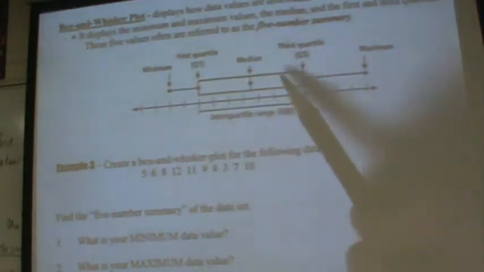So this is what a box and whisker plot looks like. You have your first quartile, your median, your third quartile that make up the box. And then you have your minimum value and your maximum value, which make your whiskers. We graph this above a number line so that we can draw the box and whiskers so that you can see them clearly.